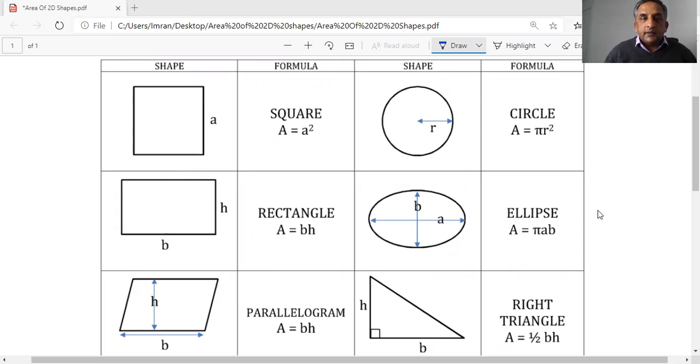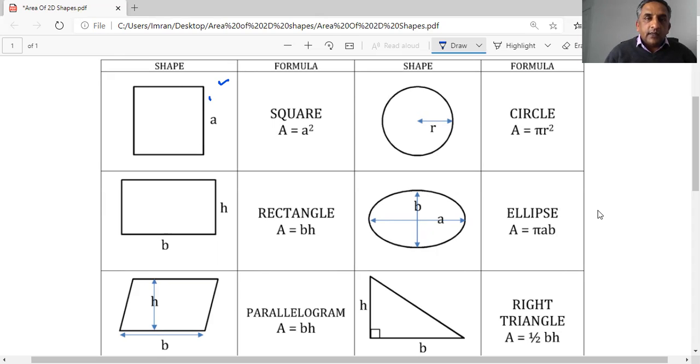So the first shape here is, as you can see, a square. This one I'm talking about is a square. So the area of the square, how do we find it? It's a square, so it means basically length times width, or you just multiply both the sides, because if it is a square, obviously all the sides will be the same. So you just square that side.